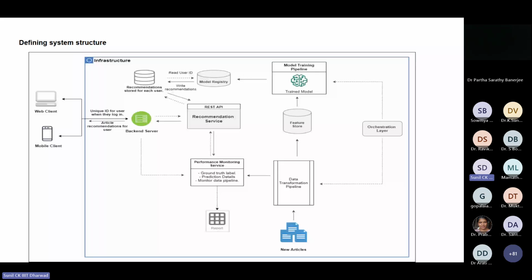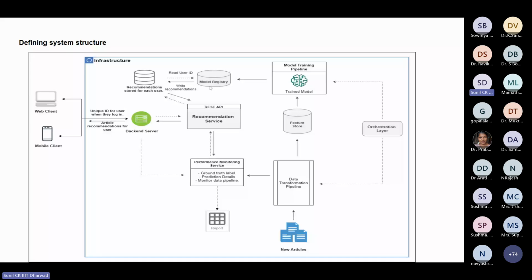Assume that you have a certain number of subscribers, like some thousand, and suddenly the subscribers increase. How are you going to handle that? You can see the infrastructure in this diagram: a web client, a mobile client, a unique ID for the user when they log in, and article recommendations for the user.